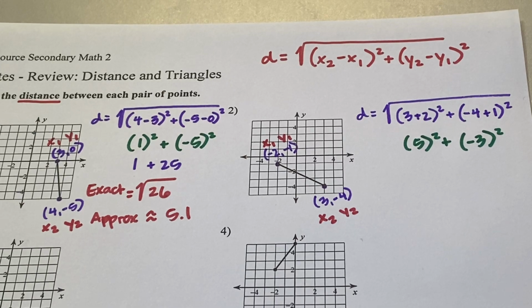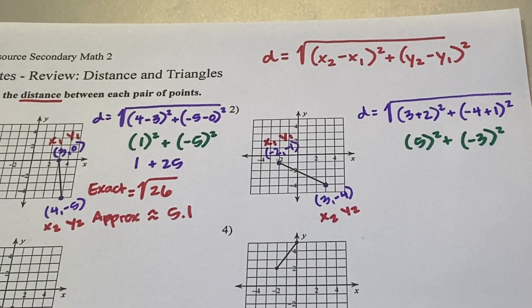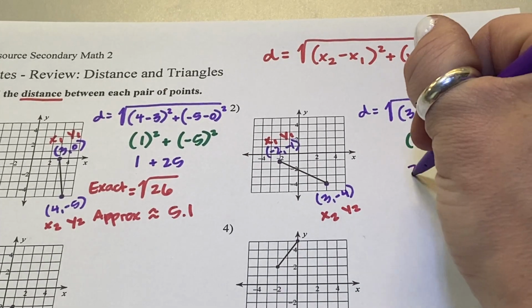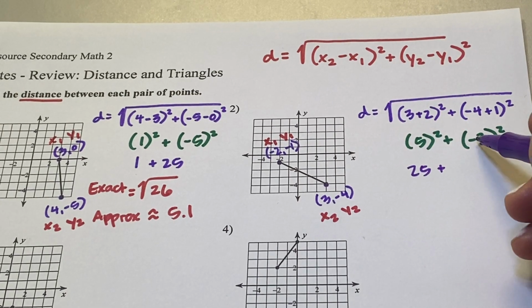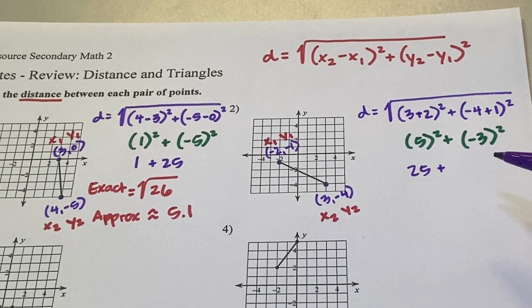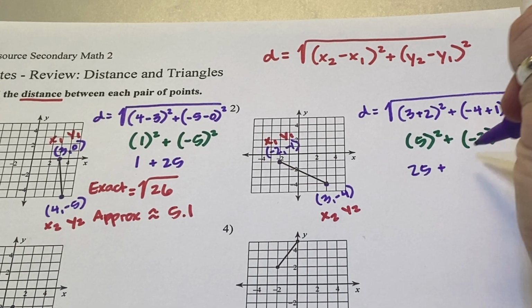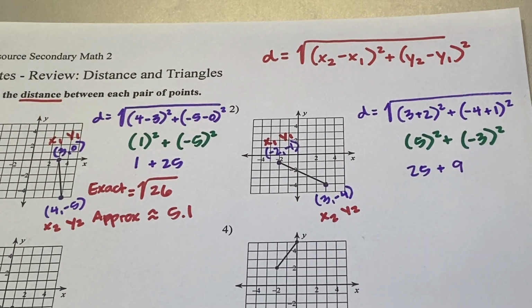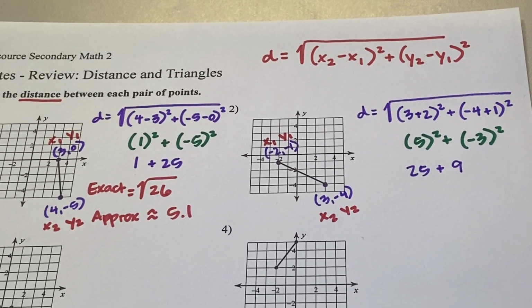What is 5 squared, or 5 times 5? 25, plus negative 3 squared. Positive 9, there we go. A negative times a negative gives me a positive. 25 plus 9.